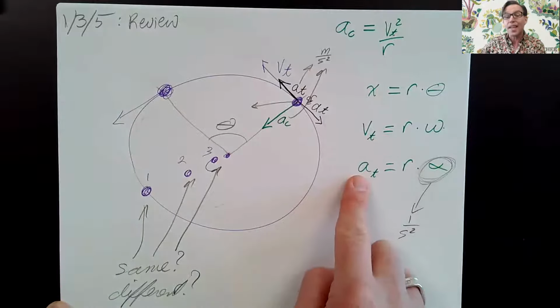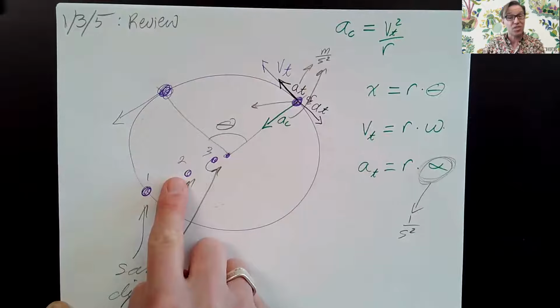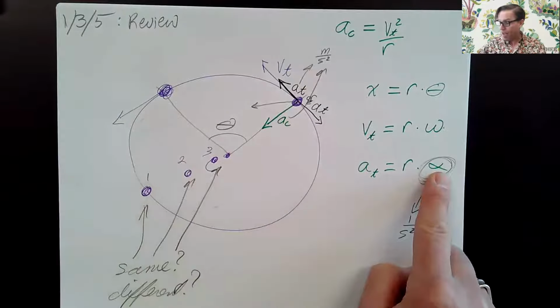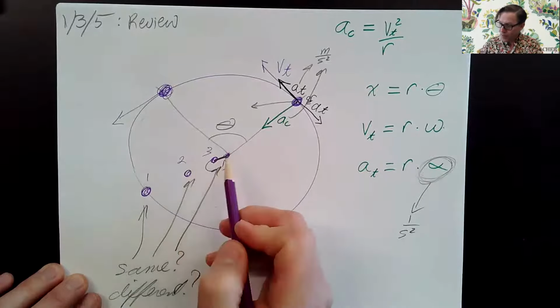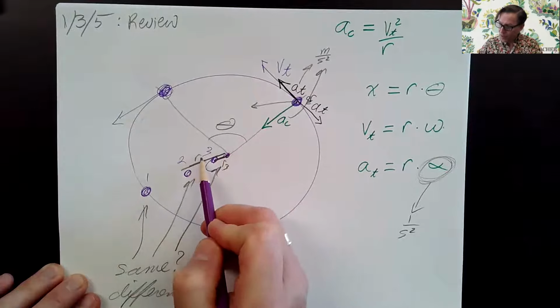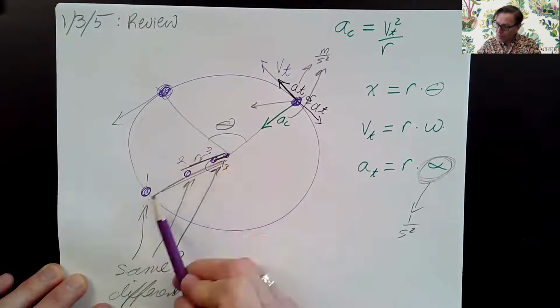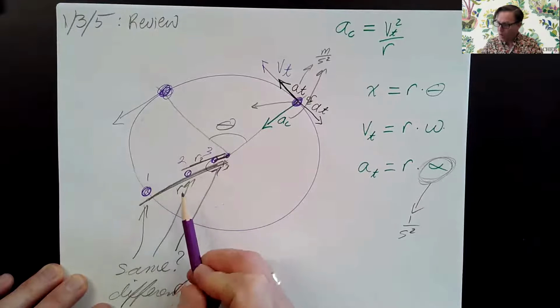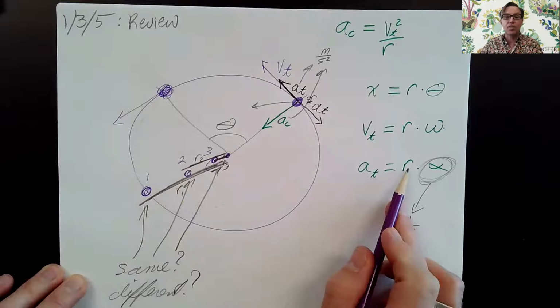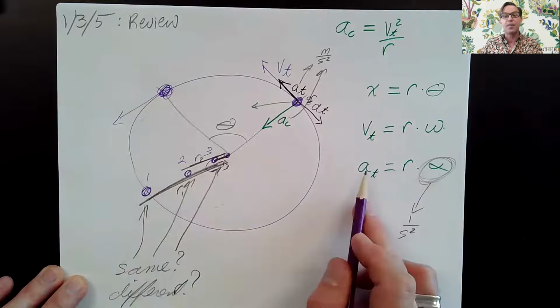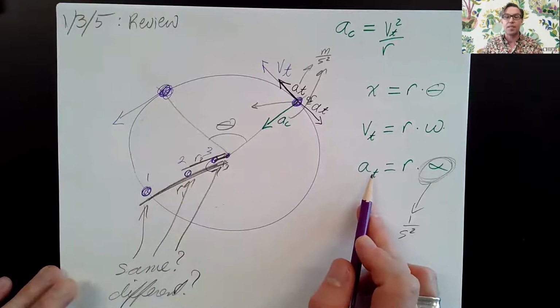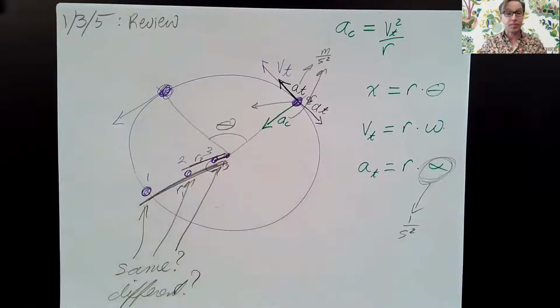Will they all have the same tangential acceleration? Well, no, they will not. Even if they all have the same alpha, this one has a small r, that's r3. This one has a bigger r, that's r2. And this one has the biggest r, r1. Since they have three different values of r, even if they all have the same value for alpha, they will have different values for a sub t. Fascinating, is it not?